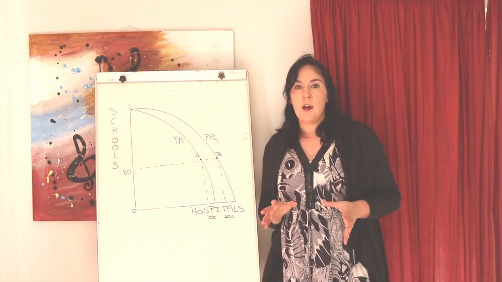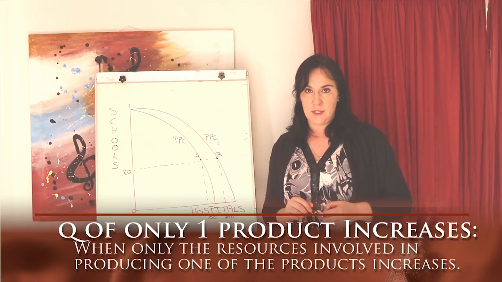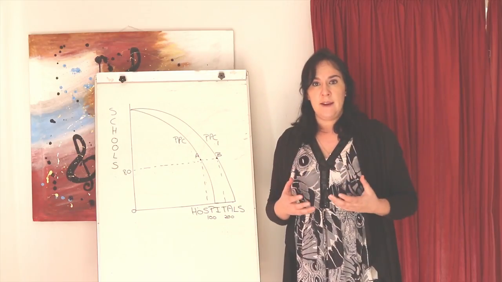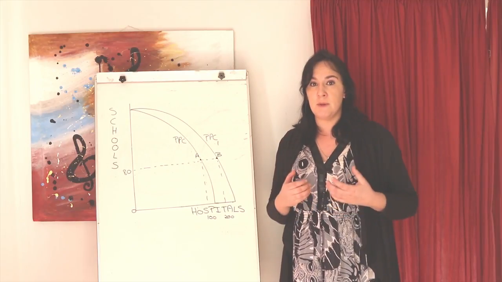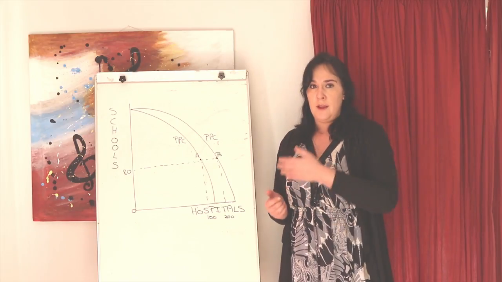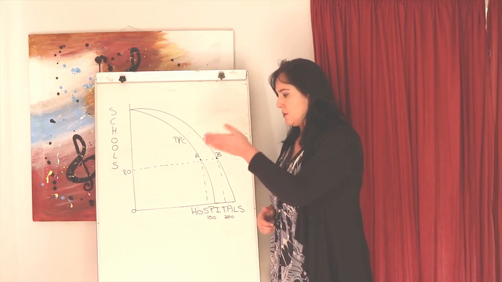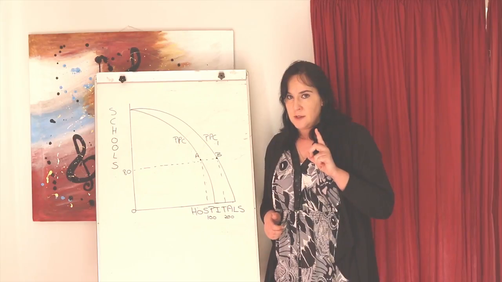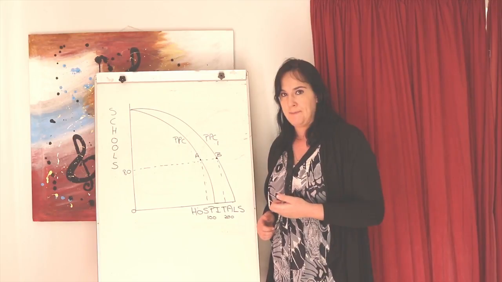Then there's the case of the output of only one of these products increasing, not both. This could be because the quality or quantity of the resources involved in producing this particular product has increased, not for the other one. In this example, I have schools and hospitals again, but for which product has the production increased?